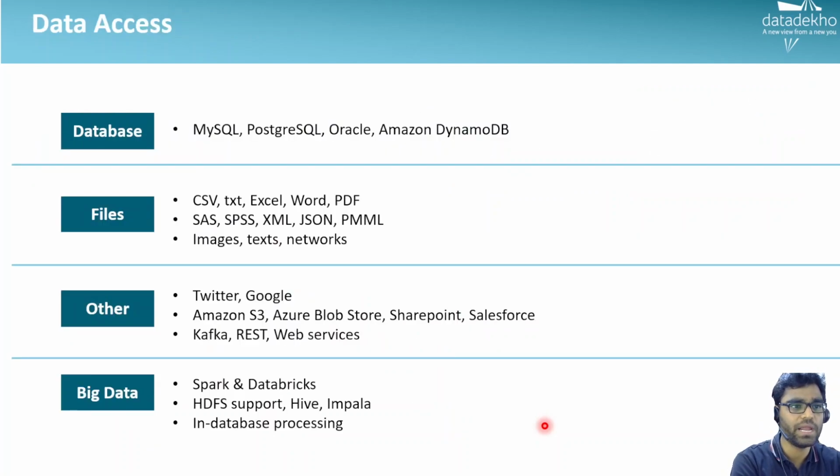Then I talked to you about data access. You can connect to multiple databases like MySQL, PostgreSQL, Oracle, Amazon. In files you can connect CSV, text, image, text network. So you can connect with multiple file systems. You can connect with multiple others like Google data, Twitter data, Amazon S3, Azure Blob Storage, Kafka, and big data also. So KNIME can handle n number of data sources.